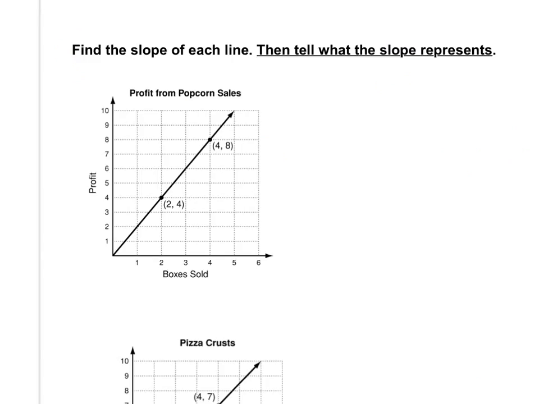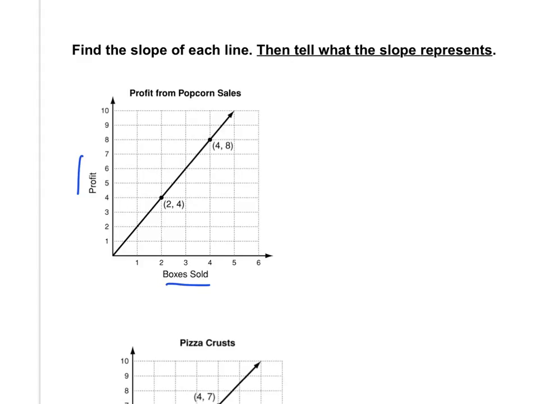Now, these particular problems are real world problems. This is the profit from popcorn sales, and the one down below is pizza crust. So now what we're going to do is find the slope and tell what the slope represents in that particular problem. Okay? So let's look at the first one. Profit from popcorn sales. Notice as you sell more boxes, you're going to make more profit.